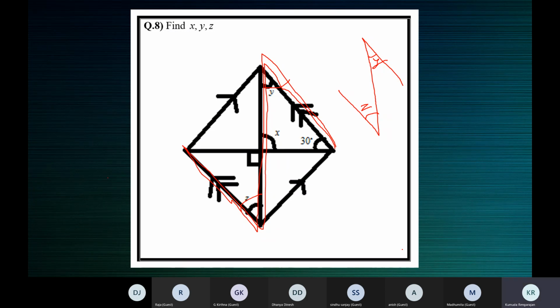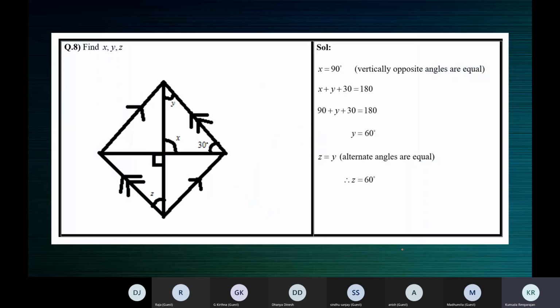So x is equal to 90 degrees because it's a rhombus. Diagonals bisect at right angles. Y you can find using angle sum property in a triangle. Z, alternate angles are equal. You can also say vertically opposite angles, children. What are vertically opposite angles? See here. They're opposite to each other, no? These two.